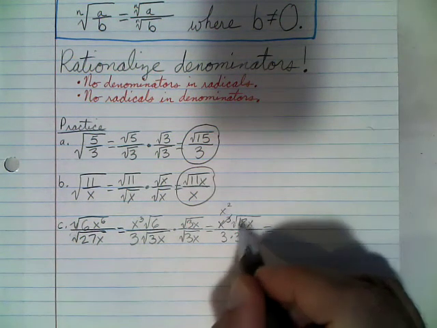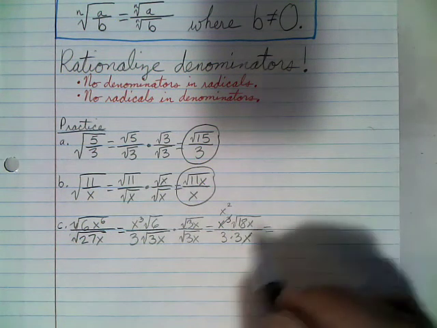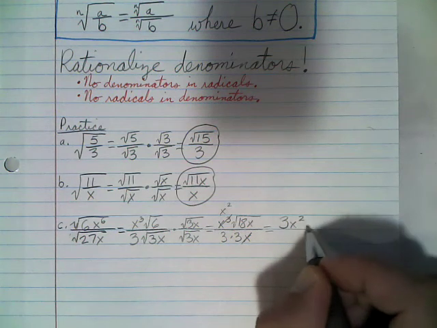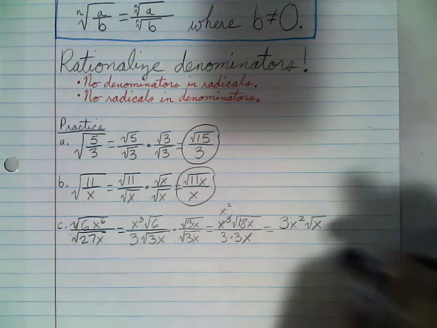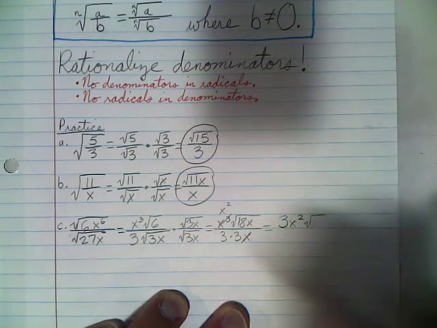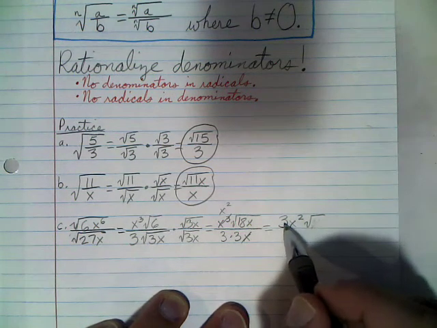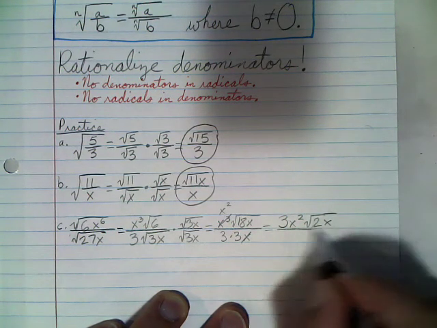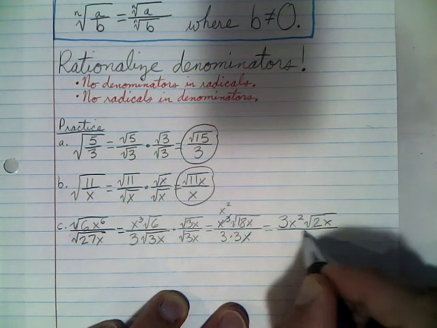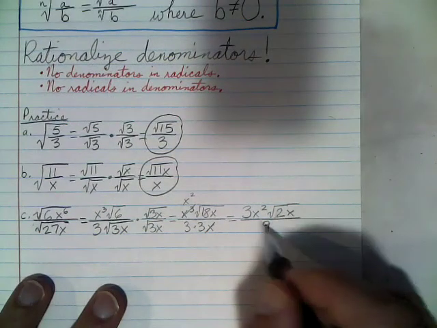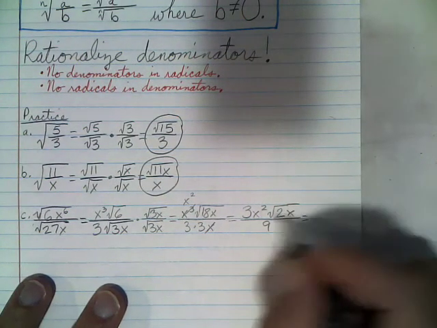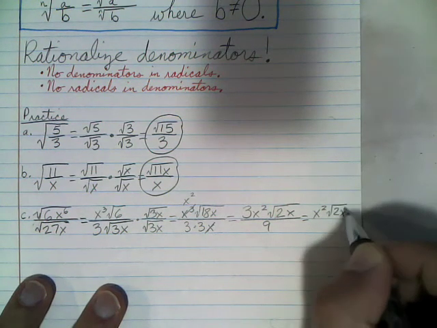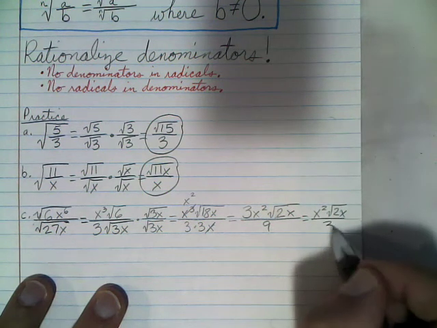Up top now I've got a 9 that I can pull out of that, so the square root of 9 would give me a 3, and then I'd still have an x squared, and then I'd still have a, oops, not just x, because the square root of 9 times 2 would give me 18. So the square root of 2x is there. On bottom, I'd have 3 times 3 is 9. And then, of course, 3 and 9 reduce to 1 and 3. So this would be an x squared times 2 square root of 2x over 3.